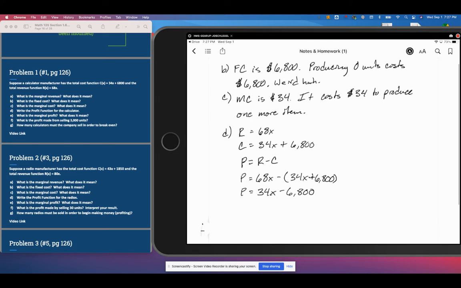Now for part E, what is the marginal profit? Marginal profit is 34 bucks. So every calculator sold after breaking even produces 34 bucks in profit.